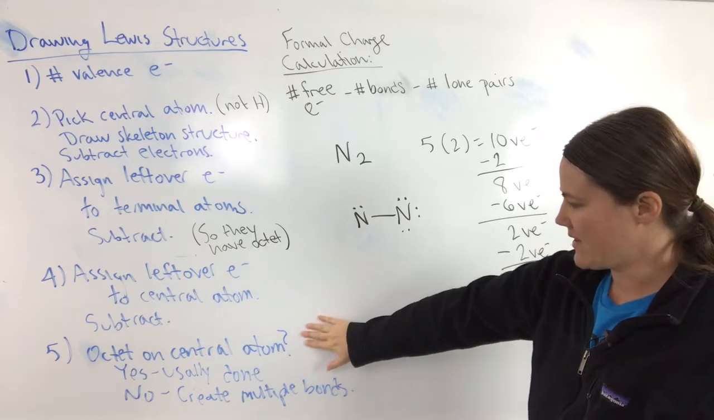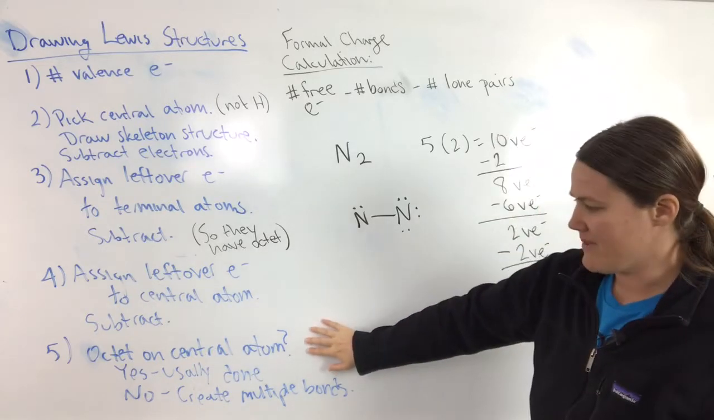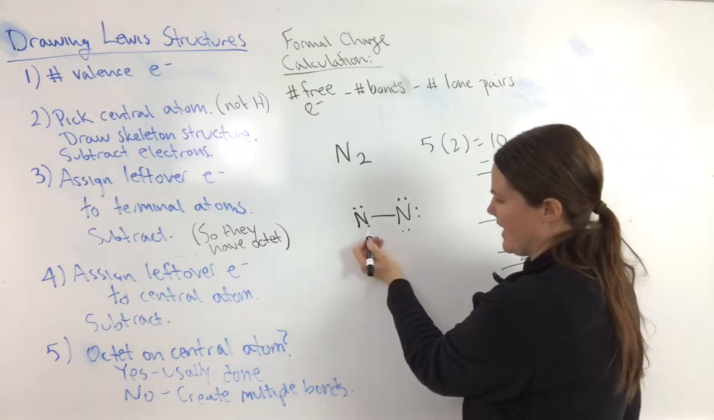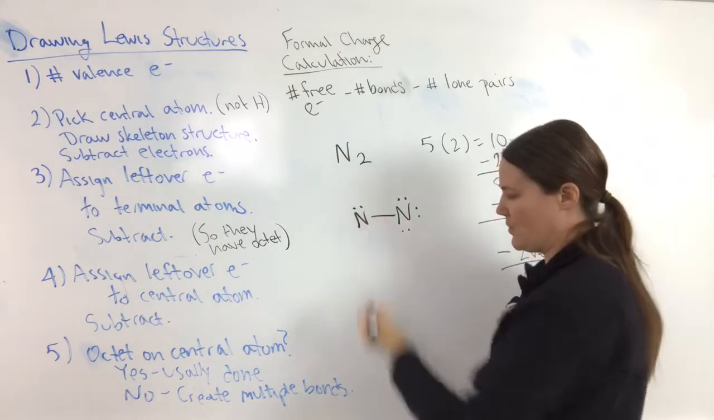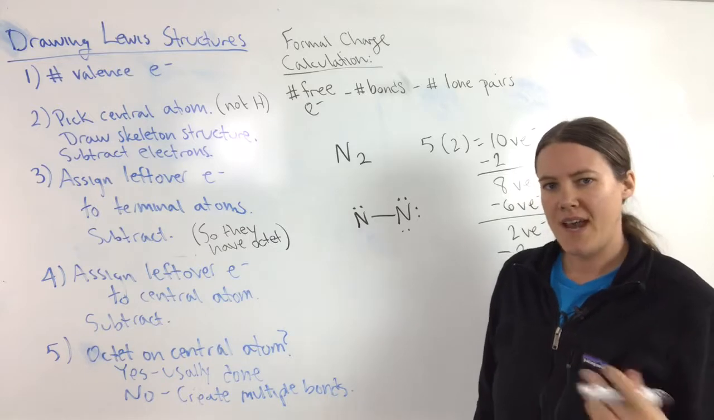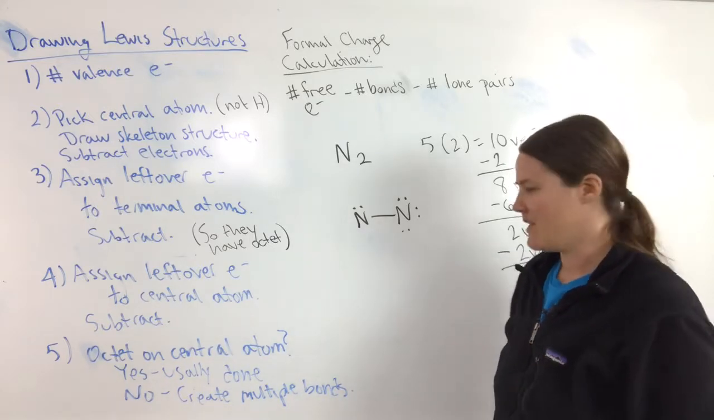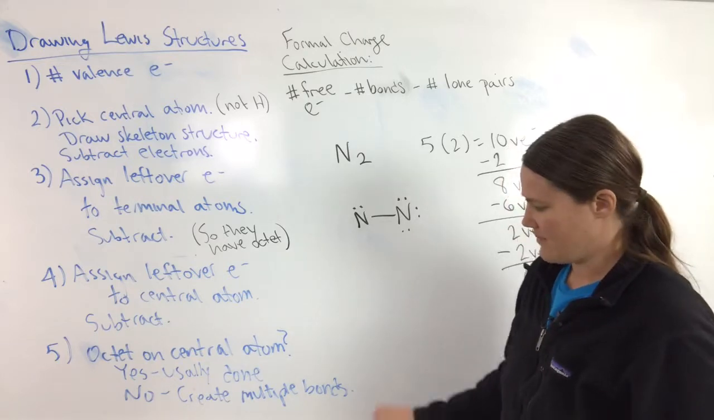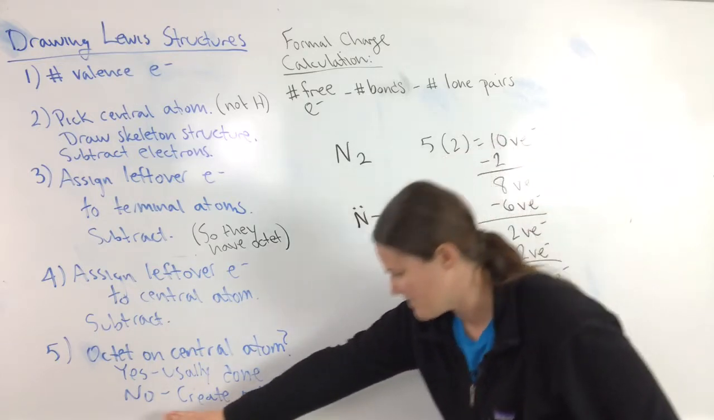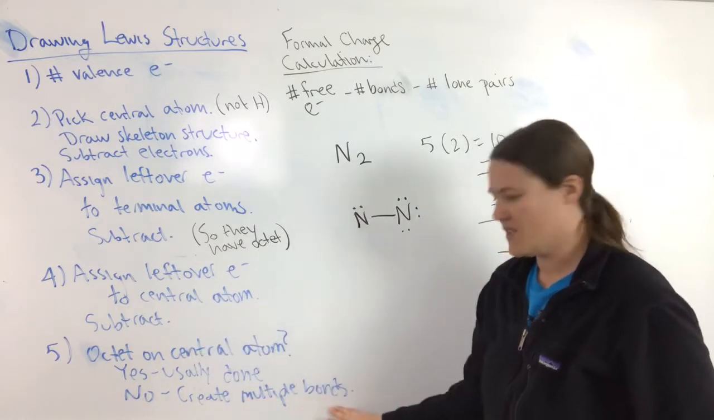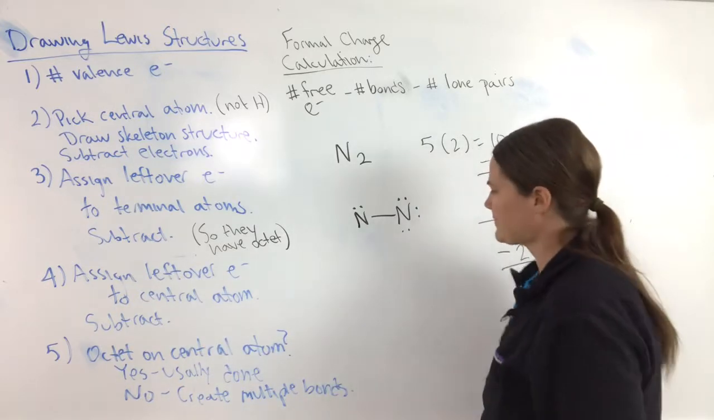Now let's go to this question: do we have an octet on the central atom? This is our central atom. We have 1, 2, 3, 4 electrons. 8 electrons is an octet, so if we only have 4 electrons, we don't have an octet. So then we need to go to this rule. Do you have an octet? No. You need to create multiple bonds.